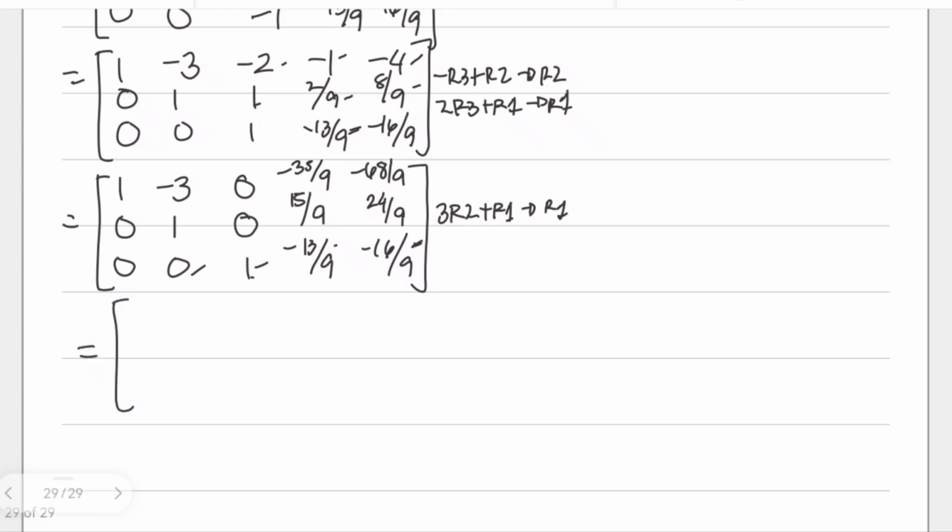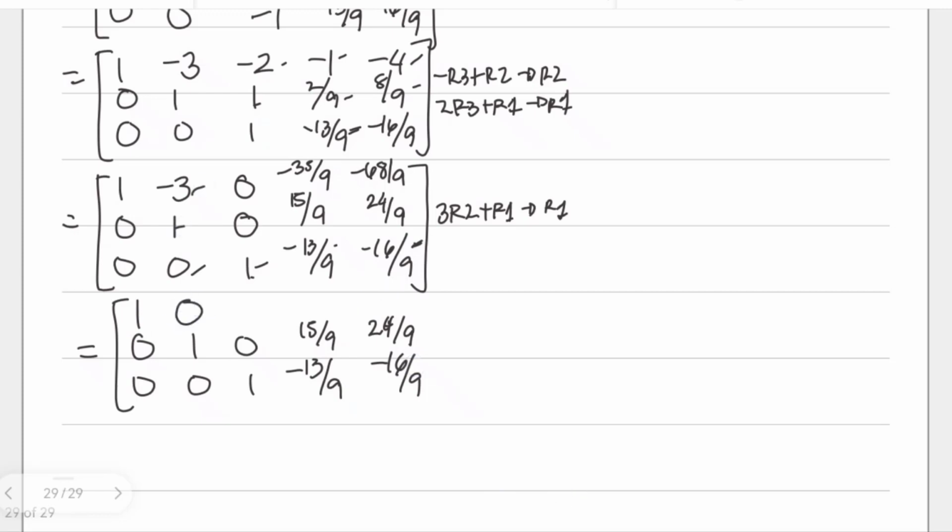So we'll have here 0, 0, 1, negative 13 ninths, negative 16 ninths, 0, 1, 0, 15 ninths, 24 ninths. So this is still 1. 3 times 1 is 3 plus this, that's 0. 3 times this, 0, 0, 0 here. Okay? So as you can see, these 3 rows already come up with the first 3 rows of a reduced row echelon form. But let me continue.